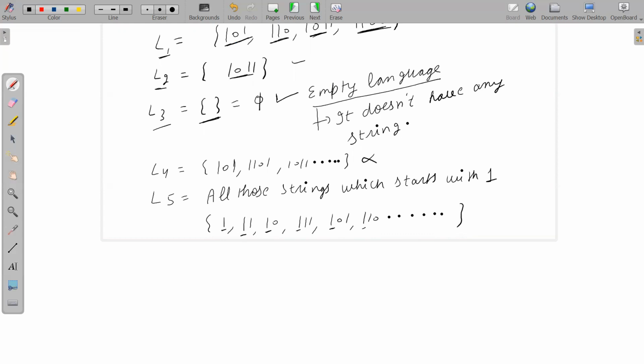Similarly we can have language ending with 1, starting with 0, ending with 0, starting with double 1, ending with double 1, and so on. There are lots and lots of infinite languages. I hope I have made this point clear to all of you.